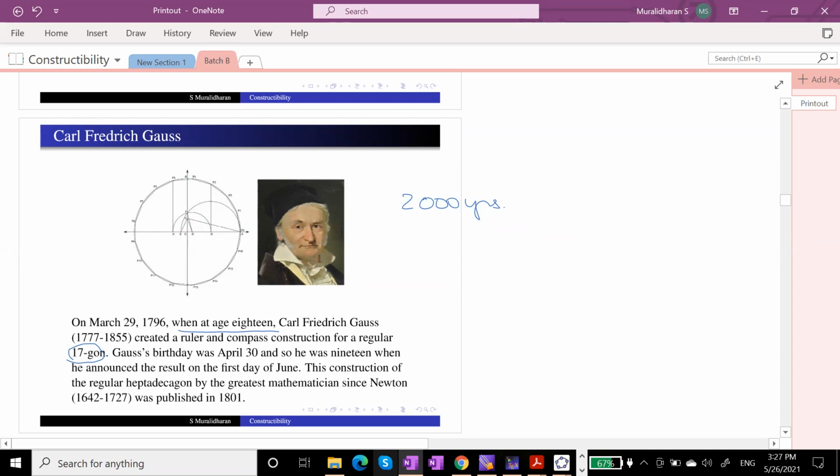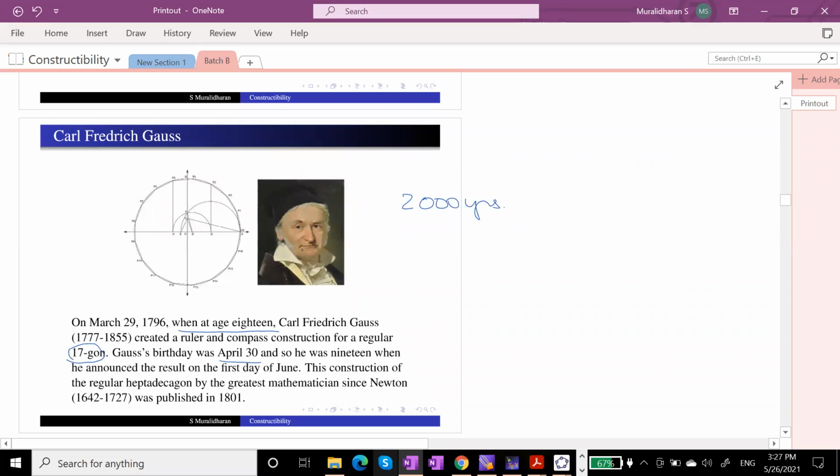Initially, he was supposed to study linguistics, meaning he was supposed to master languages at the university. After this spectacular achievement, he decided that he would devote his entire life to mathematics. He is one of the most prolific and deepest mathematicians of our times, probably after Newton. He announced this result on April 30, at the age of 19, and it was published later in 1801.